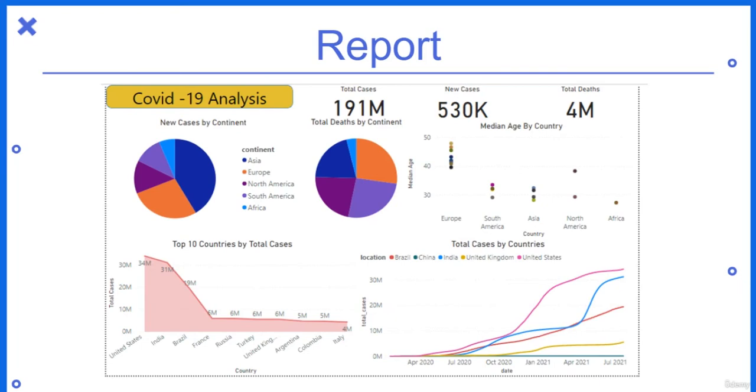The criteria that we have taken primarily is the countries, the continents over here, and the various things that are uploaded or that are analyzed, including the total cases, the new cases, the total deaths, and the factor that influences these things, such as the median age of the people of that particular country. So this is the kind of the report that we would be creating in Power BI. So let's start with the process.